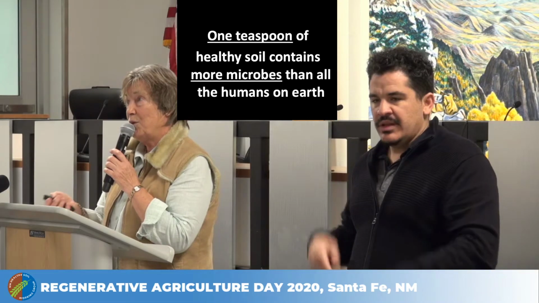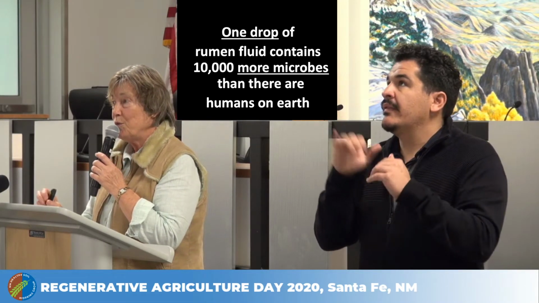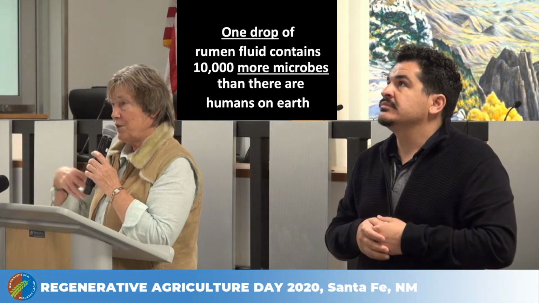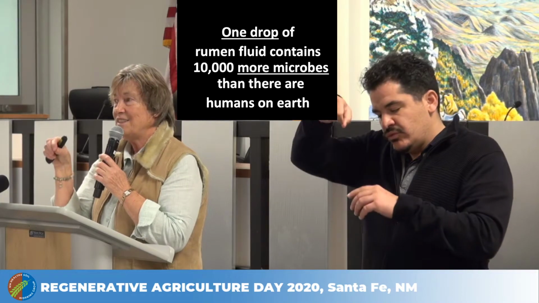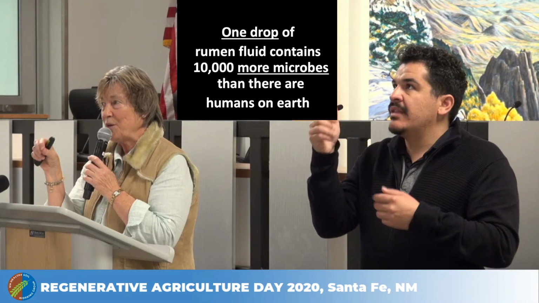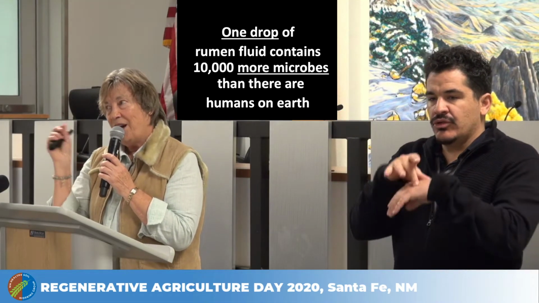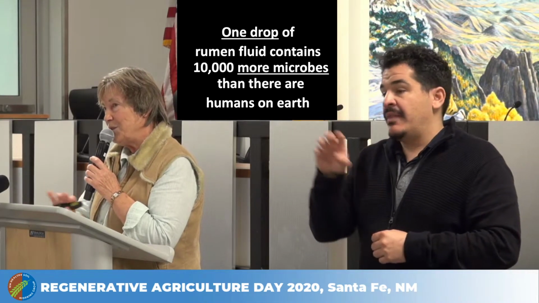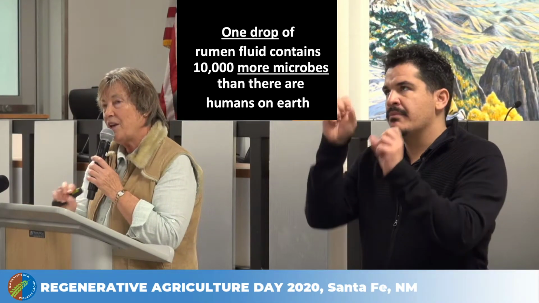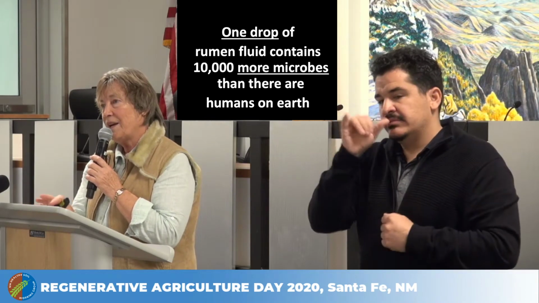And it gets even more staggering than that, I suppose, because one drop of rumen fluid, from the rumen of a sheep or a cow, one tiny drop of that has 10,000 times more microbes than there are humans on the planet. It's very hard for us to get our head around this, and these microbes do absolutely amazing things. When they coordinate their activities, it's extraordinary what they are capable of.